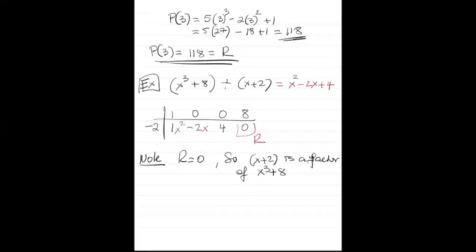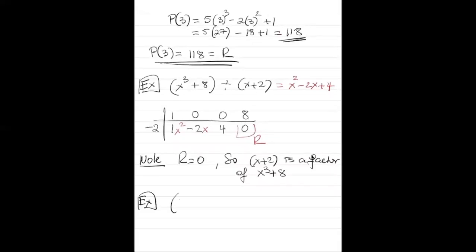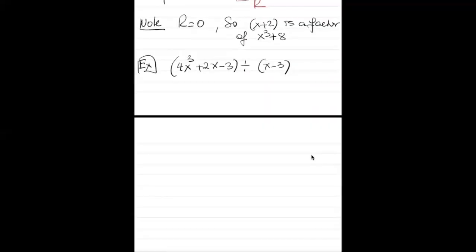Okay, and last example, divide 4x to the third plus 2x minus 3 by x minus 3. We're going to do synthetic division. Coefficients are 4. There is no x squared, so 0, 2, and negative 3. The zero of x minus 3 is 3, so we copy the first number 4, multiply, 12. 12 times 3 is 36, plus 2 is 38. 38 times 3, 3 times 8 is 24, and 3 times 30 is 90, so 114. Minus 3 will be 111. So this is the remainder.